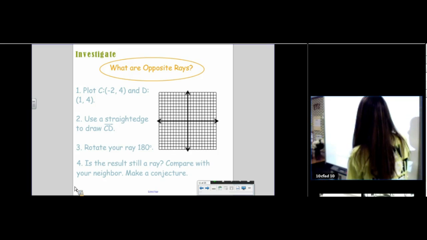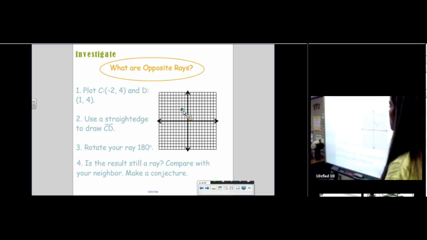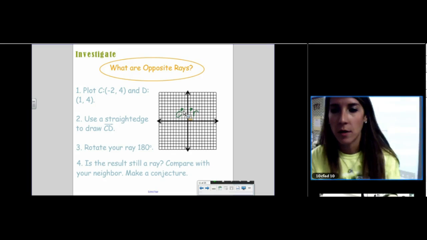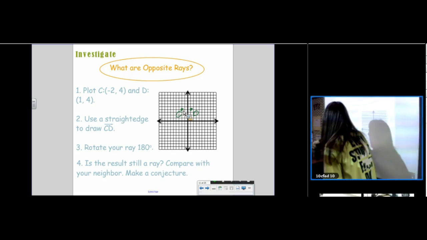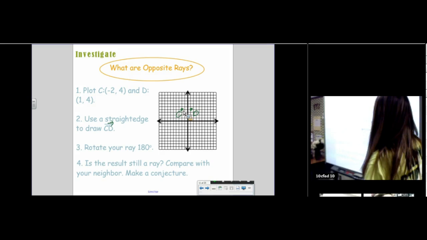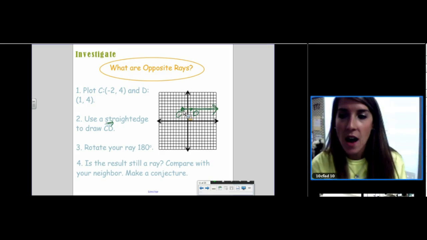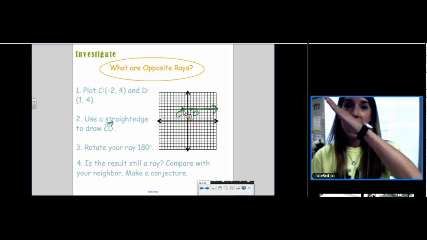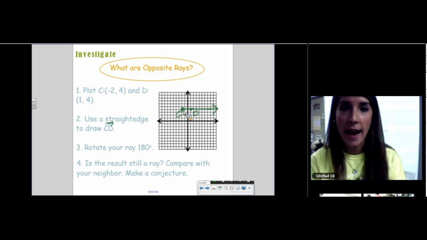Okay. Plot C, -2, 4, and D, 1, 4. C and D. Use a straight edge to draw, be careful, it's hard to see on your screen. It says to draw ray CD. And if you're just watching, that is okay. All right. Rotate your ray 180 degrees. I want you to picture that ray rotating 180 degrees. Picture it. What would it look like? Just picture it.